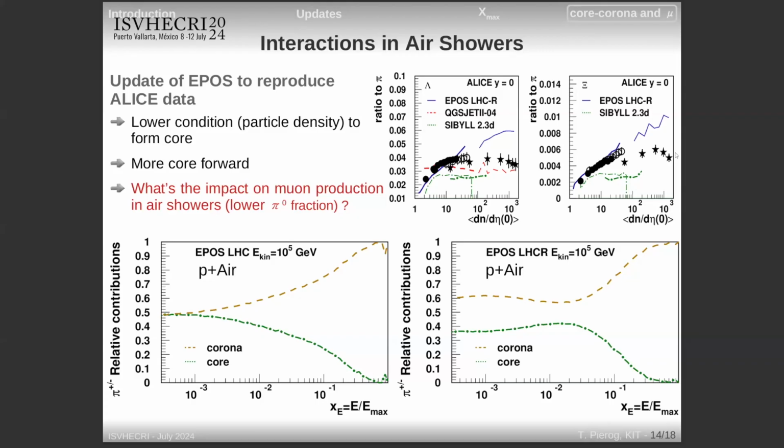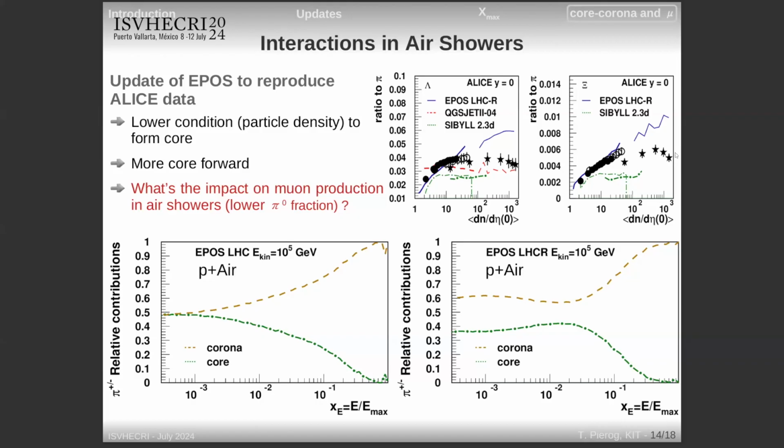And then the difference between EPOS LHC, where you already have this core corona thing, is that at high momentum, so this is a fraction of the secondary energy of the secondary particles, you get mostly core at low momentum and less and less core, mostly corona, at high momentum. Now with the new version, because you start at lower density, you can go also more forward, so you see that the core extends much more forward in this region where it's actually very important for air shower development.